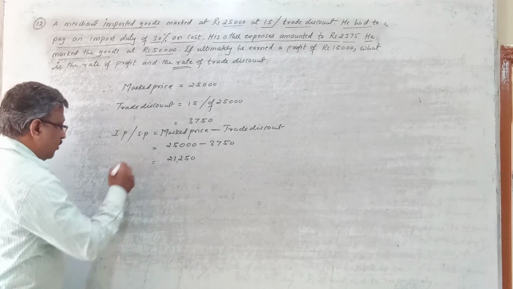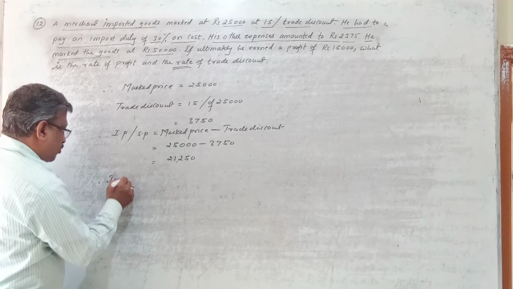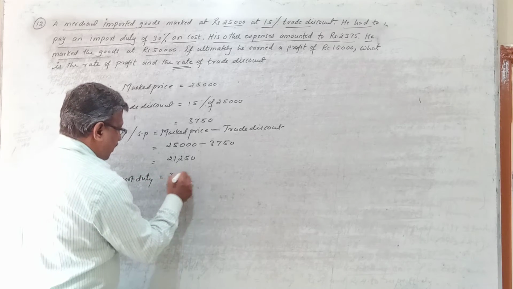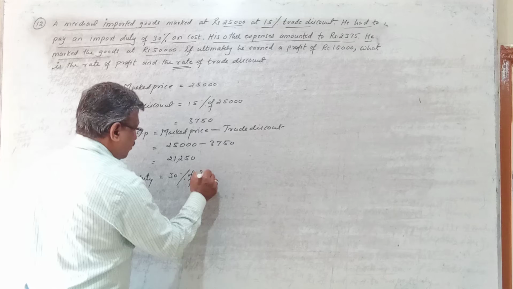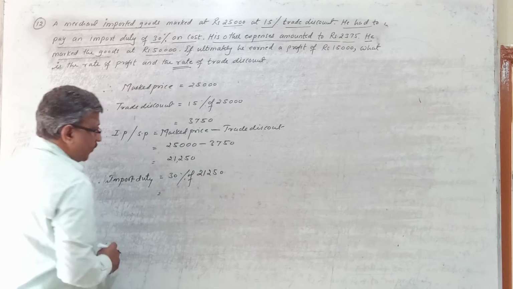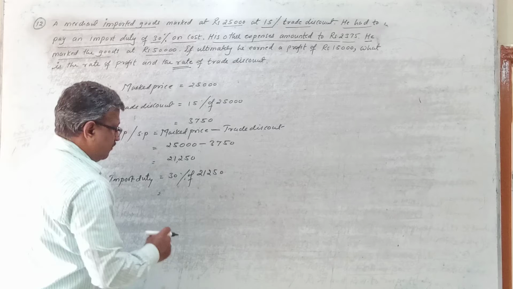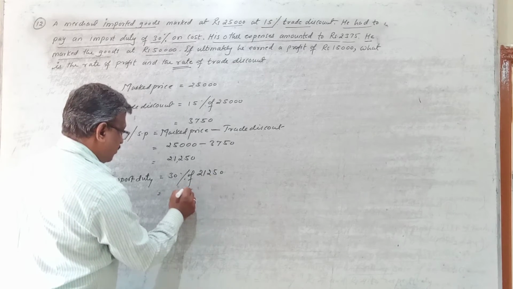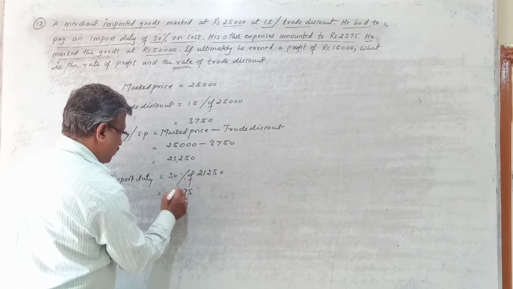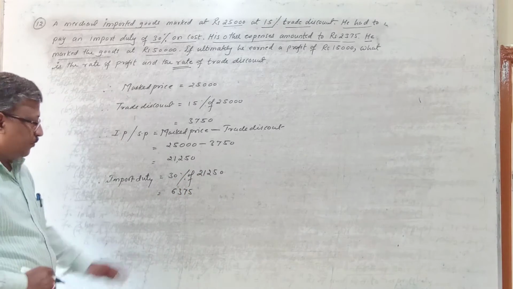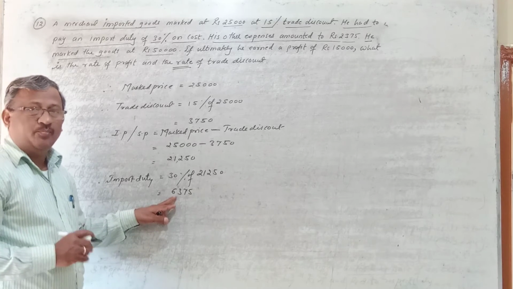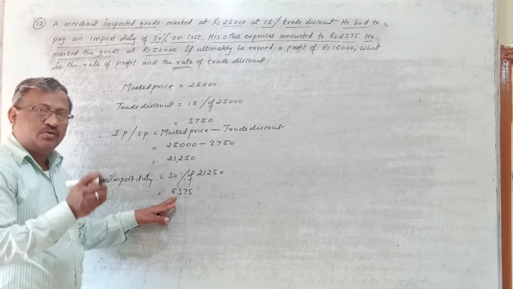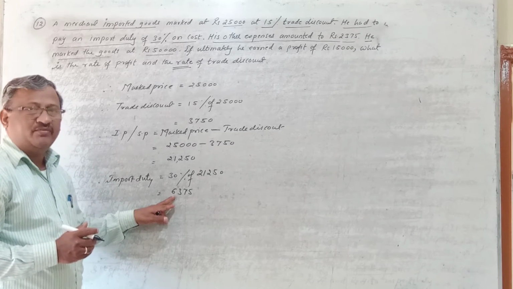Right. So now you have to calculate the import duty. So import duty is equal to 30% of 21,250 rupees. So calculate 30% of it, and it comes to 6,375 rupees. So much tax he has to pay. Who? Importer. Exporter will not pay the tax, right? As the importer is importing the goods, the importer will have to pay 6,375 rupees tax to the government.